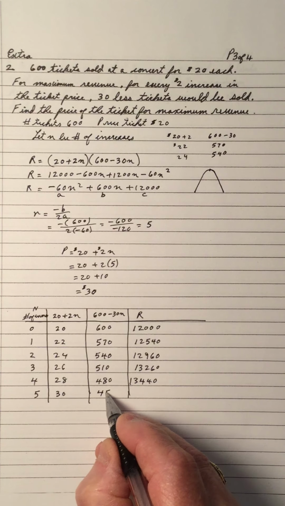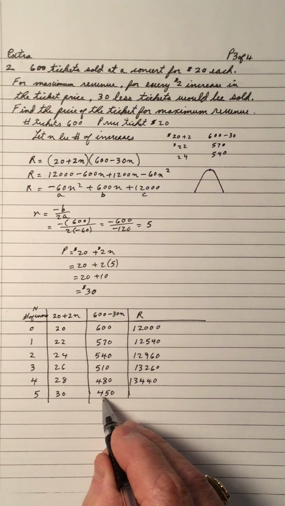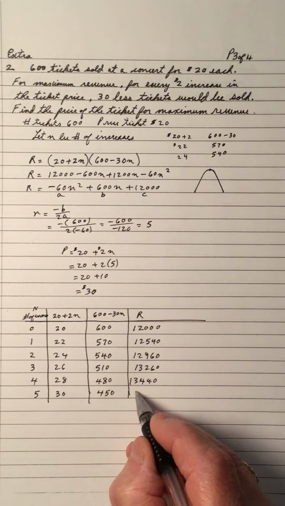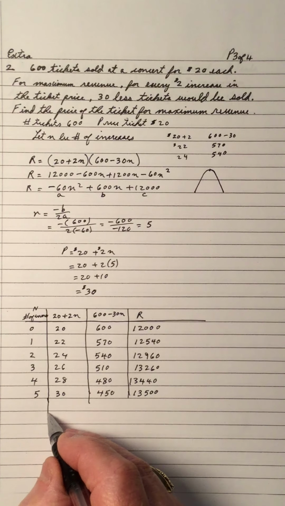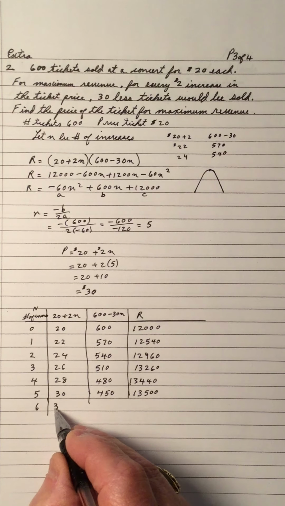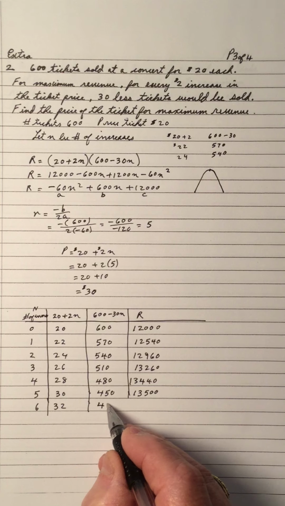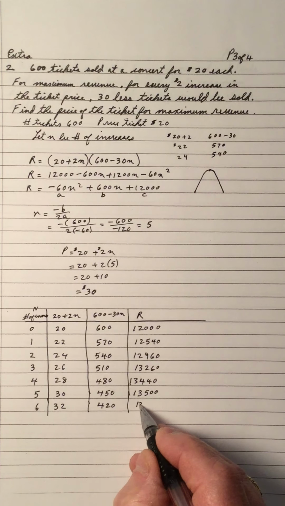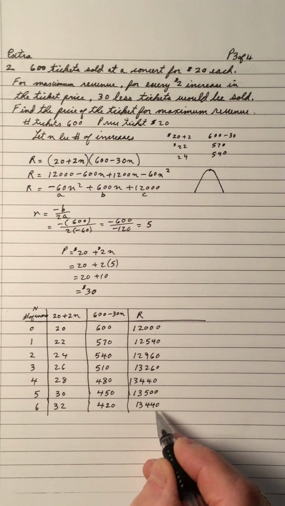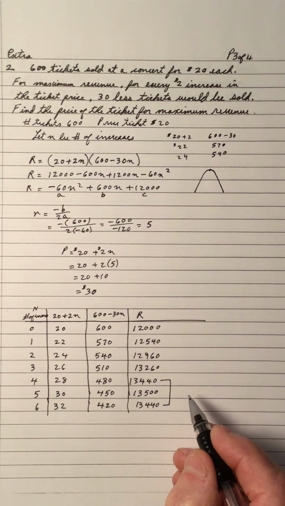5 increases. You got a $30 ticket. You got 450 people, and 30 times 450 gives 13,500. And I got another increase, so I got a $32 ticket, and there's 420 people going. 32 times 420 gives 13,440.